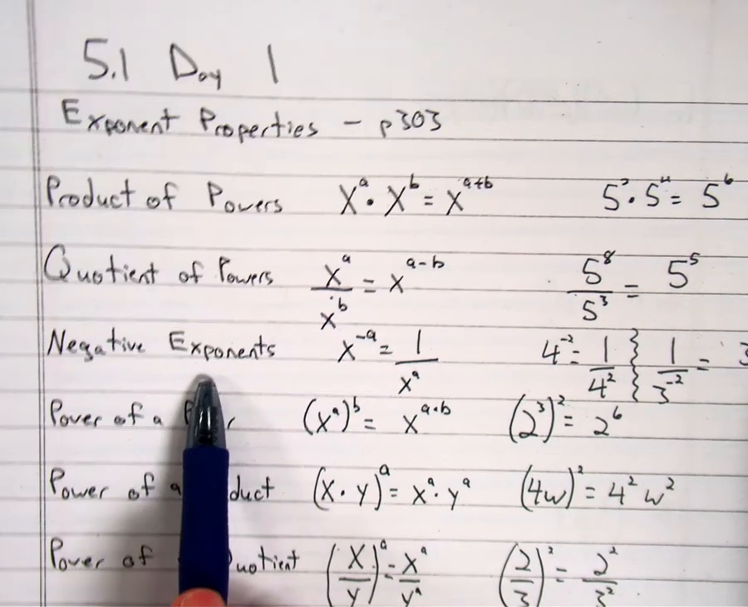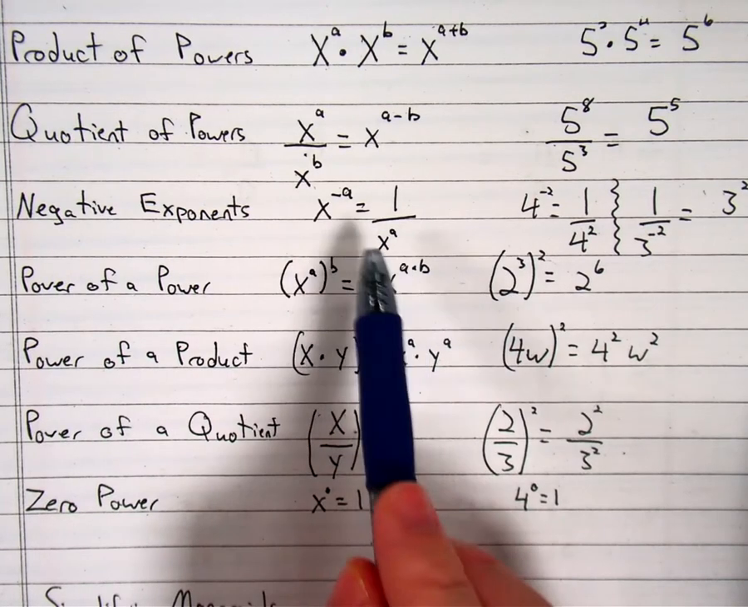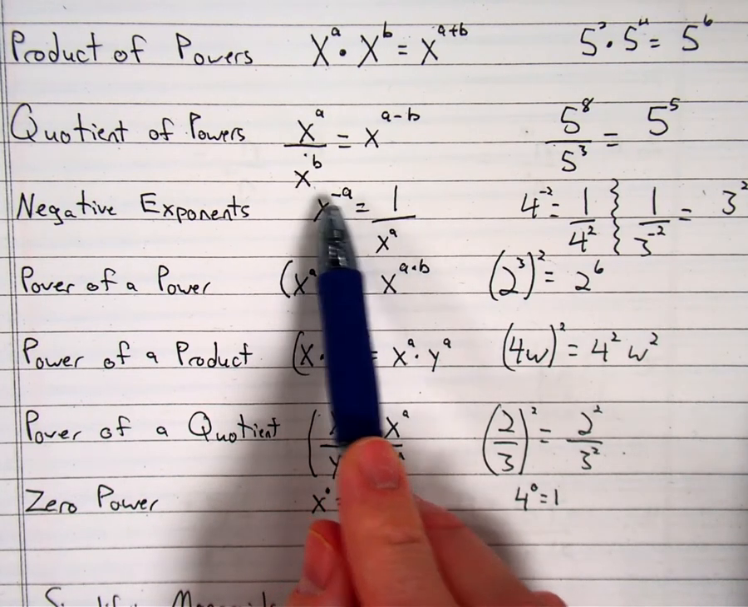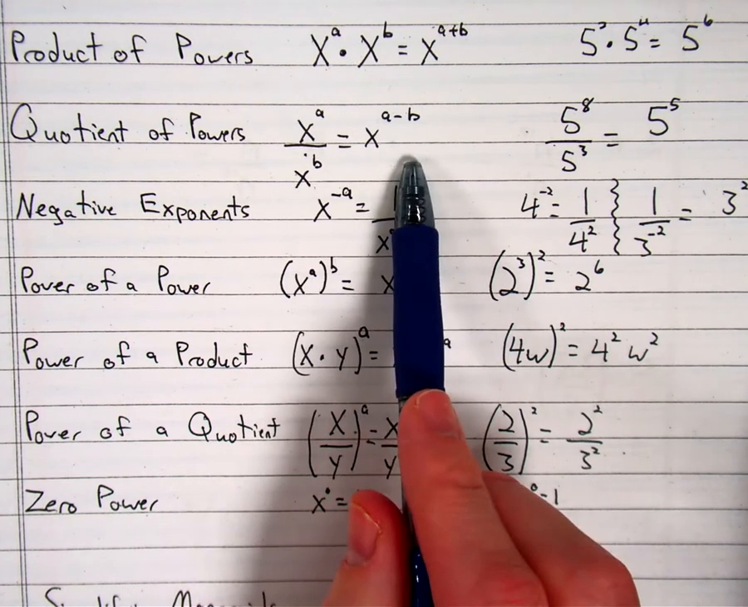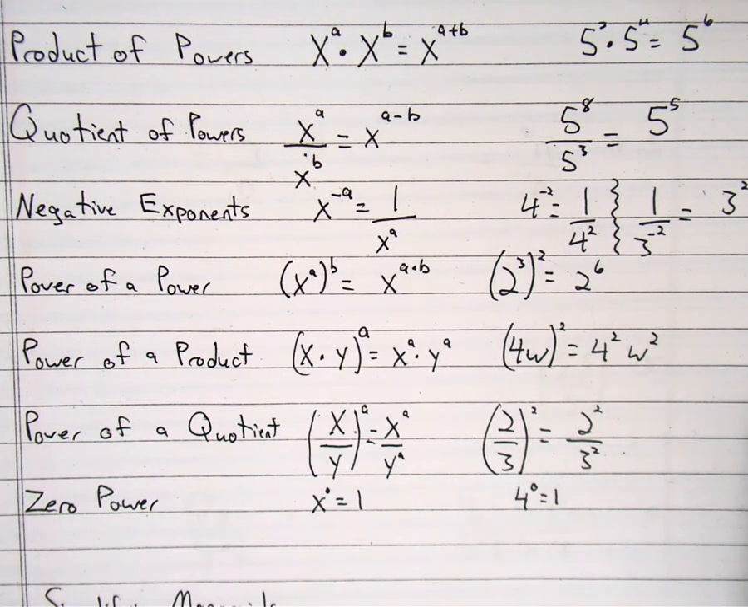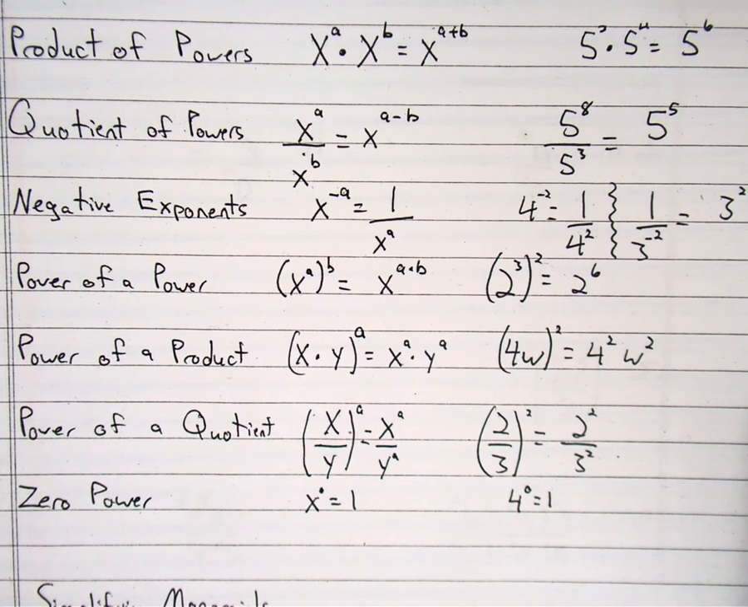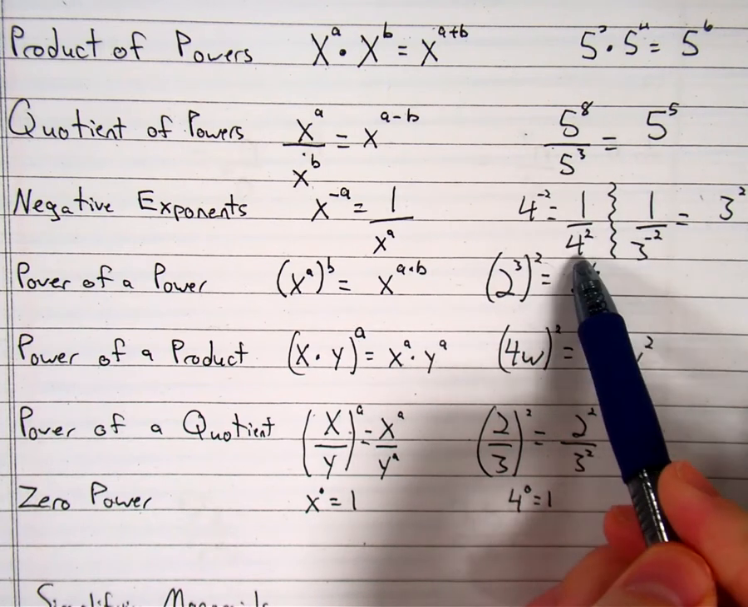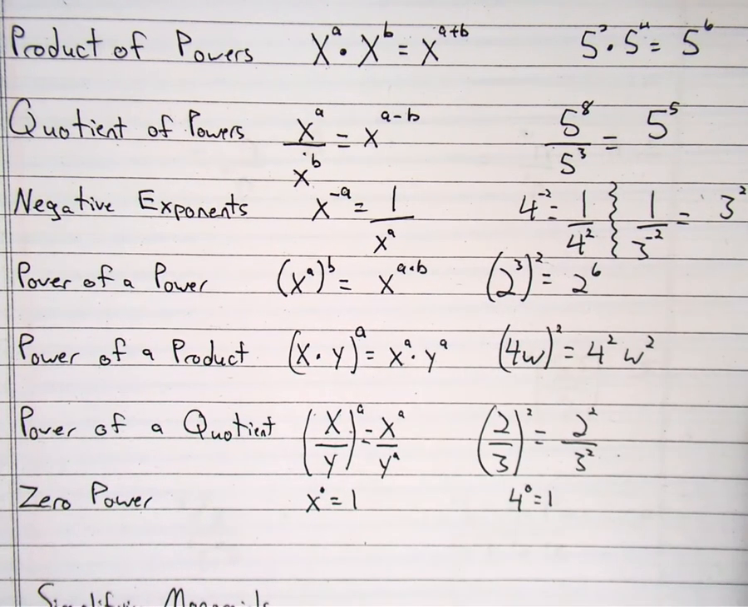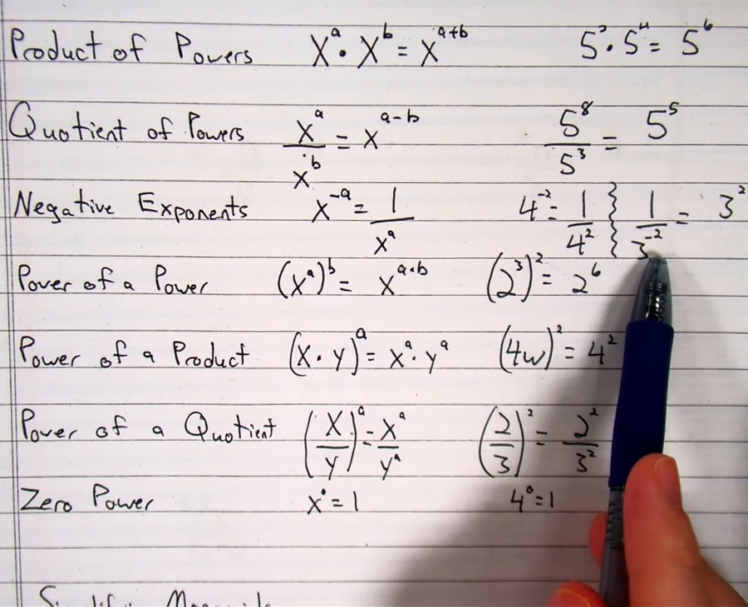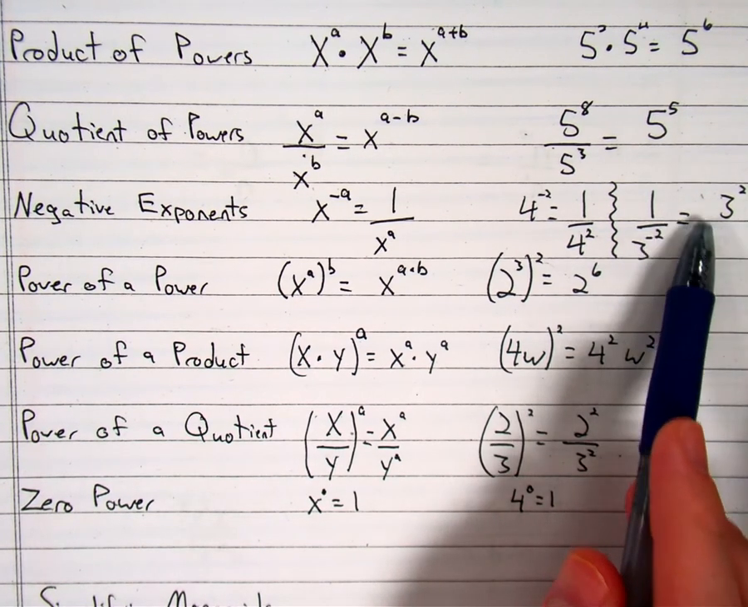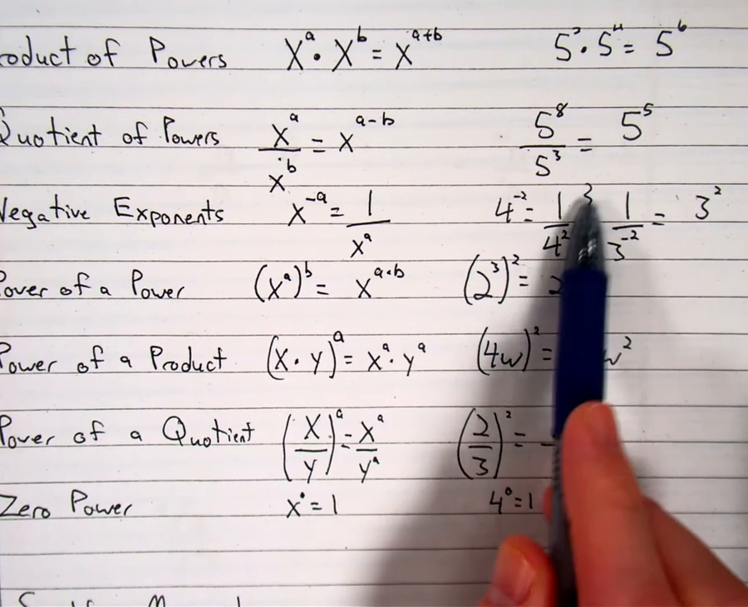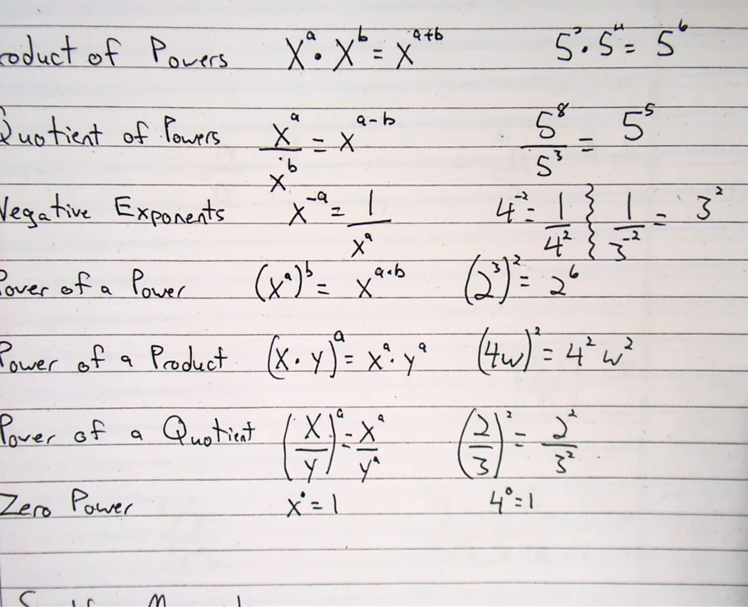Okay, negative exponents. If I have x to the negative a, the negative part just means reciprocal. So flip it upside down, and now it's 1 over x to the positive a power. 4 to the negative second power, flip it upside down, put 4 in the bottom: 1 over 4 squared. What if it was negative on the bottom? Still means flip it. So 1 over 3 to the negative second. Now it's negative on the bottom, so when I flip it, this goes up to the top. 3 squared on the top.